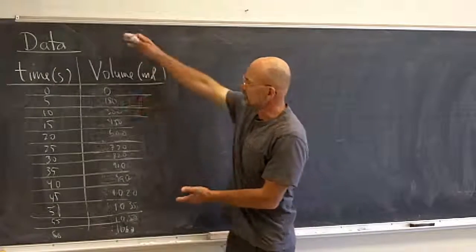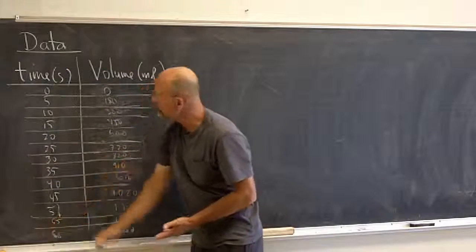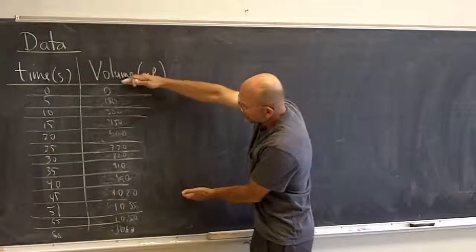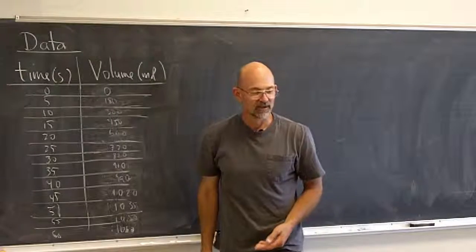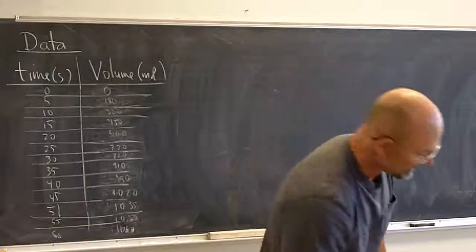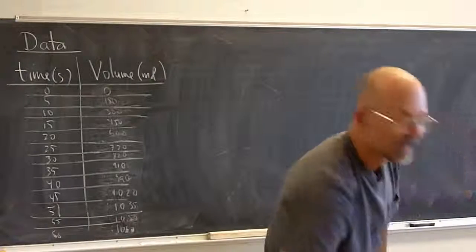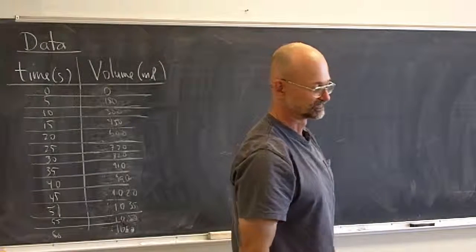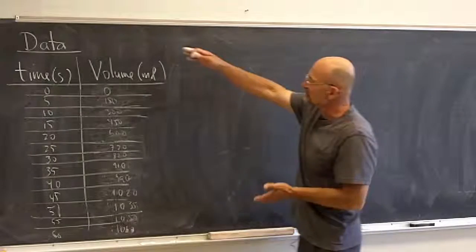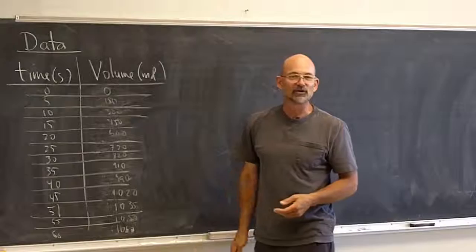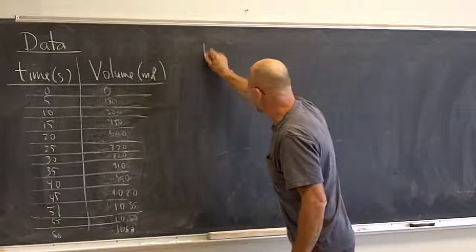We have a data table here. Time 0 to 60 seconds, volume 0 to 1,060 milliliters. And once again, that was the volume of water in this beaker as time flows. Okay, a collection of numbers doesn't tell us that much when we just look at it. First thing we have to do is construct a graph.